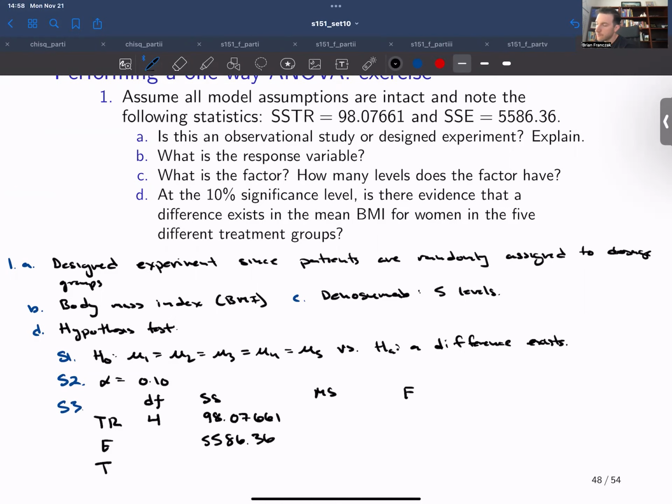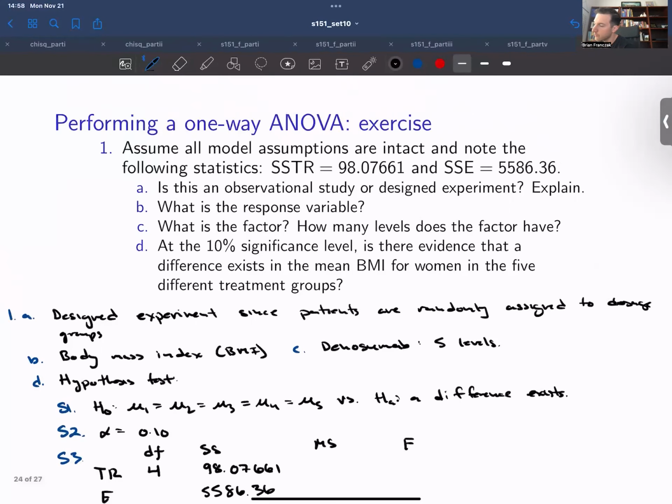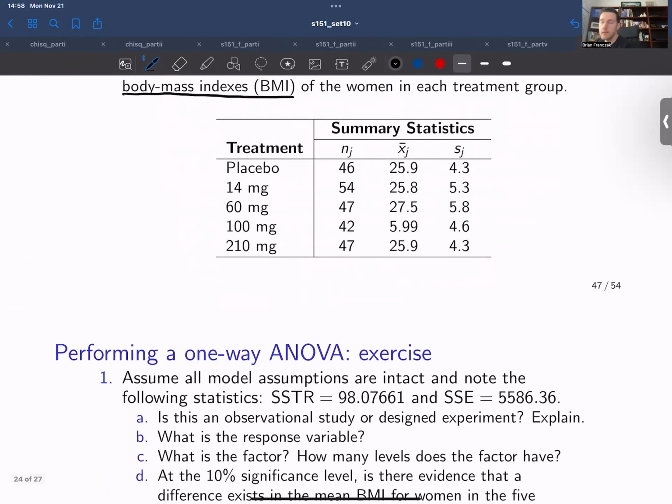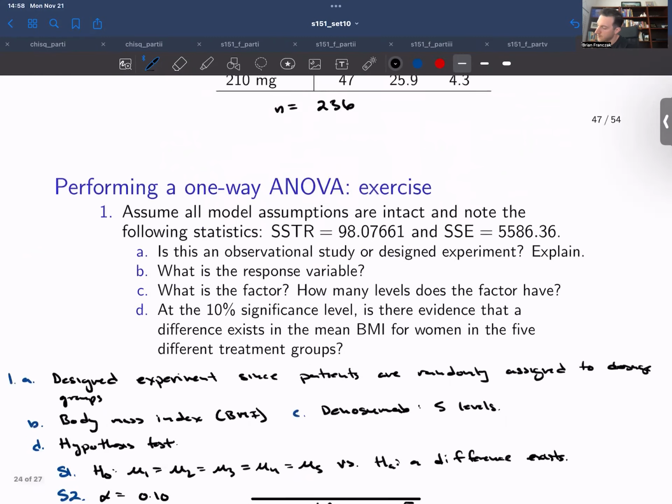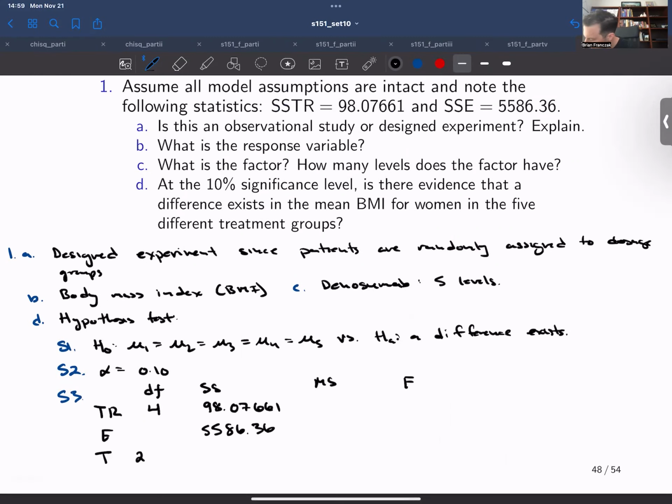To get the degrees of freedom for the total, we take the total number of observations which are in the study. In this study, there are 236 observations. So if we add the 5 sample sizes together, we get 236. The degree of freedom total is the total sample size minus 1, so 235. The degree of freedom for error is simply the difference between the DF total and the DF treatment. So this is going to be 231. So you can see that these columns here add together.